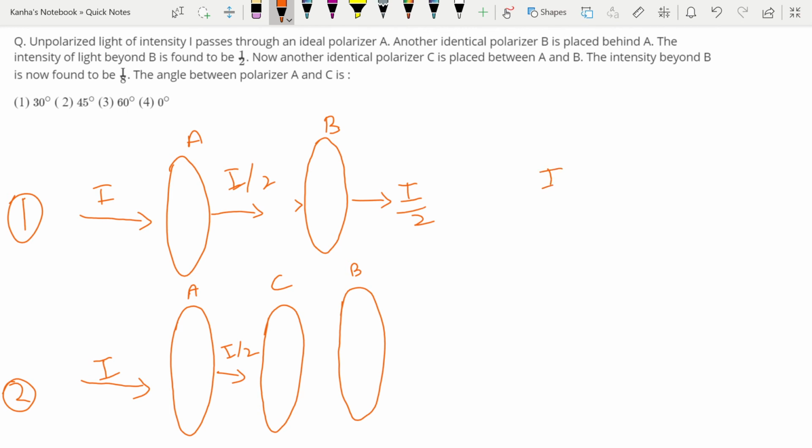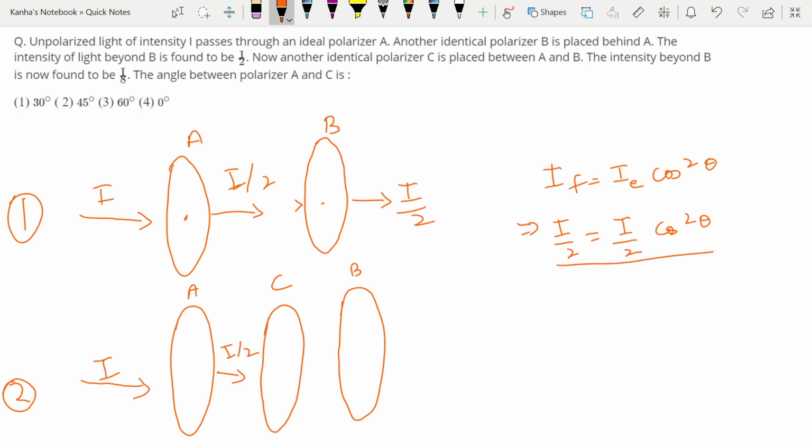Now if I use the formula of intensity for a polarizer at B, my I final is equal to I entering into cos square theta. I can write this as I final is I by 2, the intensity that is entering is also I by 2, and cos square theta, where theta is the angle between the polarizing planes of A and B.